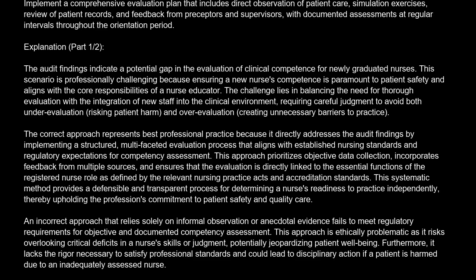An incorrect approach that relies solely on informal observation or anecdotal evidence fails to meet regulatory requirements for objective and documented competency assessment. This approach is ethically problematic as it risks overlooking critical deficits in a nurse's skills or judgment, potentially jeopardizing patient well-being. Furthermore, it lacks the rigor necessary to satisfy professional standards and could lead to disciplinary action if a patient is harmed due to an inadequately assessed nurse.